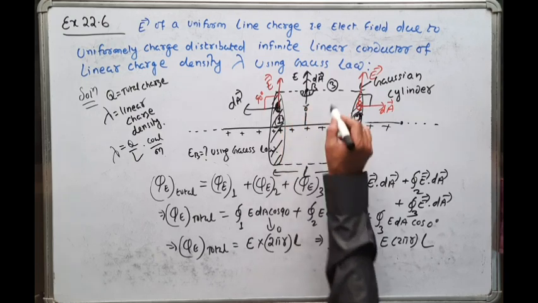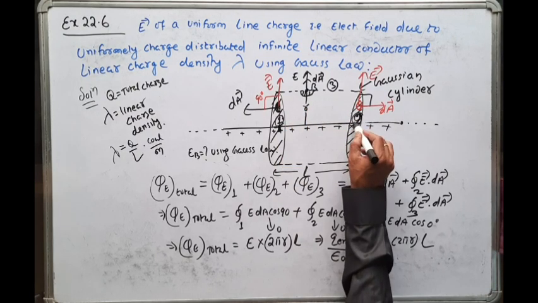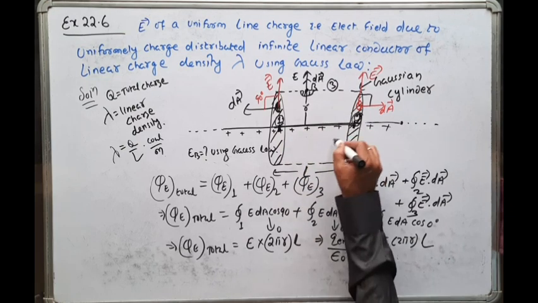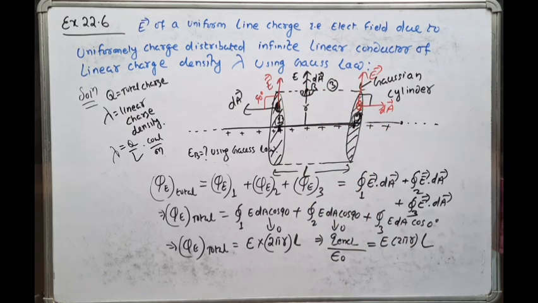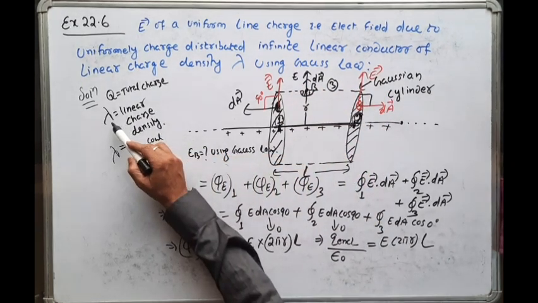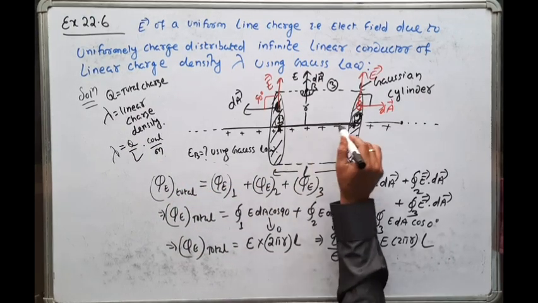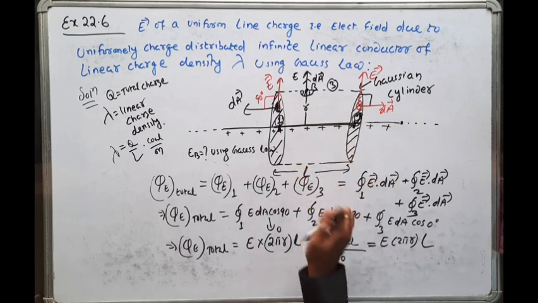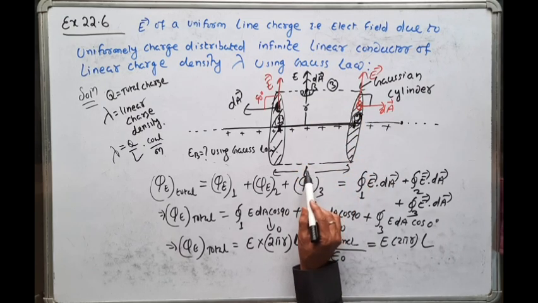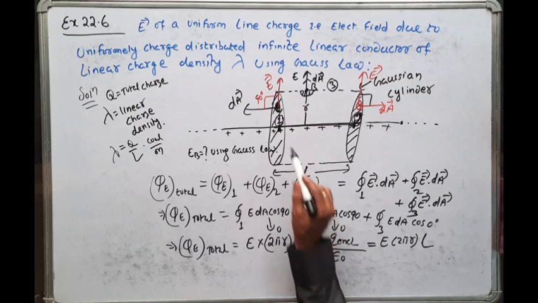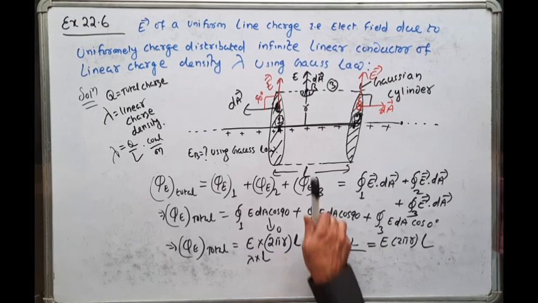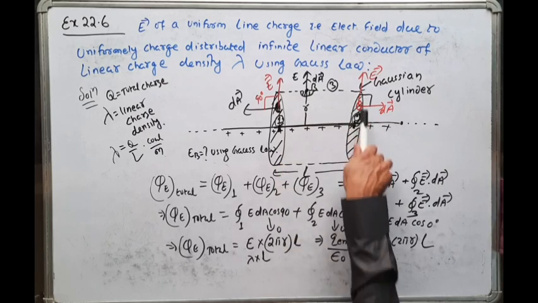So within this cylinder, this amount of charge, the total charge distributed over this length, is our charge enclosed by this Gaussian cylinder. We know the linear charge density, lambda, which is charge per unit length. Within the Gaussian cylinder, this L length of the charge conductor is there. So what is the total charge enclosed by this Gaussian cylinder? Charge per unit length is lambda, so lambda into L is the charge within this Gaussian cylinder.